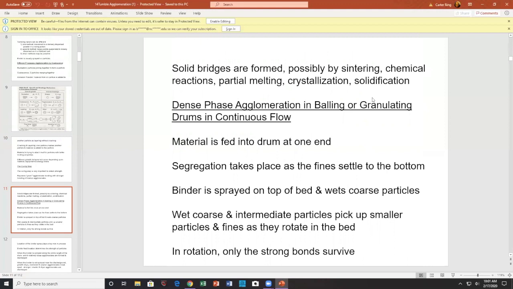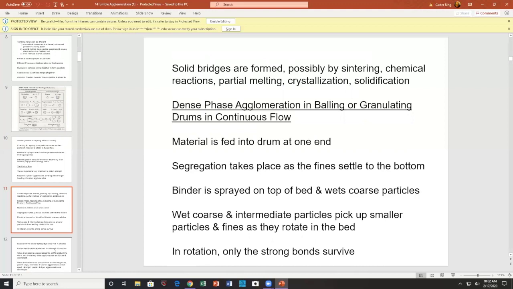Now, if we take a look at dense phase agglomeration of balling or granulating drums, materials are fed into the drum at one end, and segregation will take place. The particle sizes will separate. Fines tend to settle to the bottom, much like a box of Cheerios, where the fines settle in the bottom. Binders may be sprayed along the top of the bed and wet the coarse particles. The coarse and intermediate particles pick up the smaller particles and fines as they rotate in the bed. In rotation, only strong bonds survive.